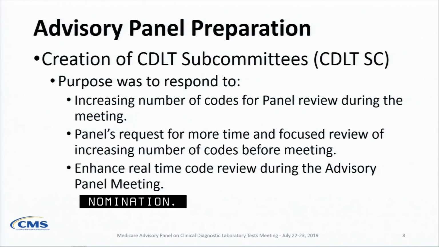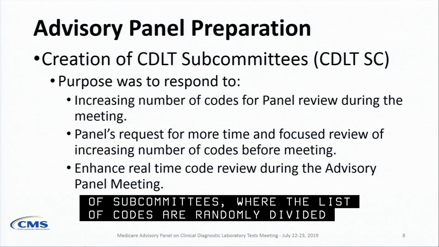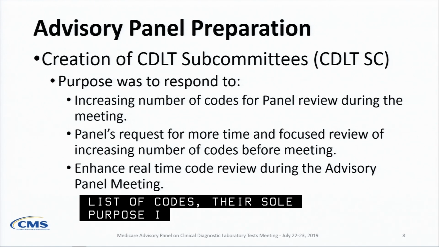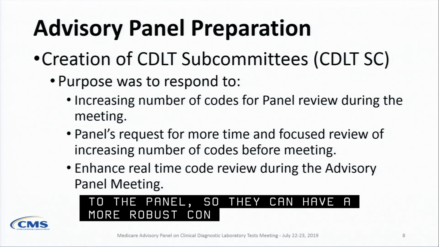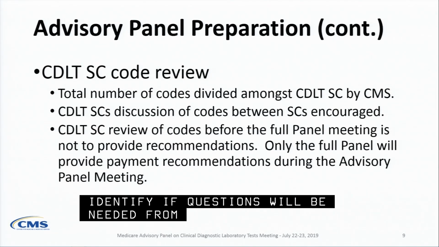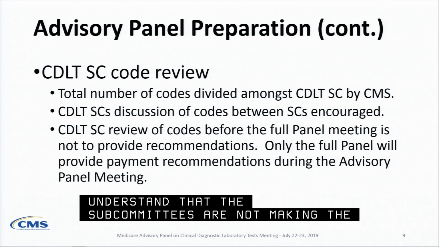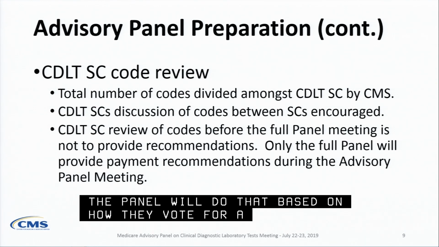And I just wanted to let the audience know that, as we did last year, we instituted the use of subcommittees, where the list of codes is randomly divided up, and each of the 4 subcommittees is assigned a list of codes. Their sole purpose is to provide suggestions to the panel so that they can have a more robust conversation and identify if questions will be needed from the lab itself. It's also important to understand that the subcommittees are not making the final recommendations to CMS. The panel will do that based on how they vote for a given gap fill, crosswalk, or even if they need to recuse themselves for various reasons.